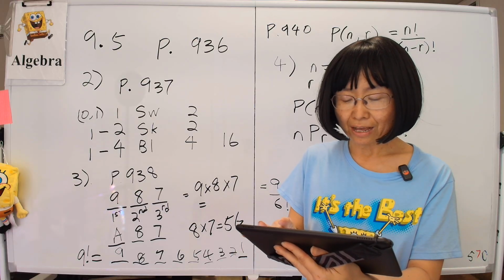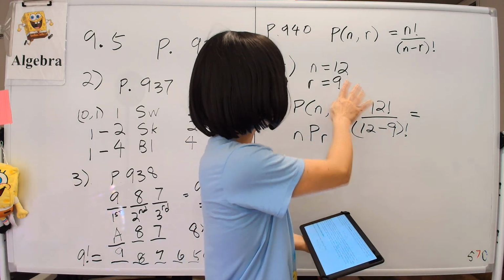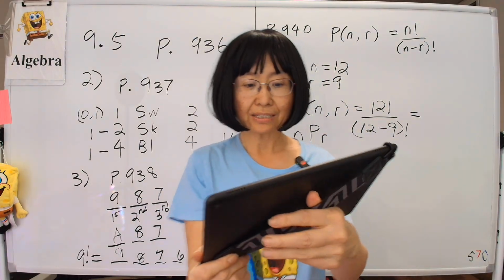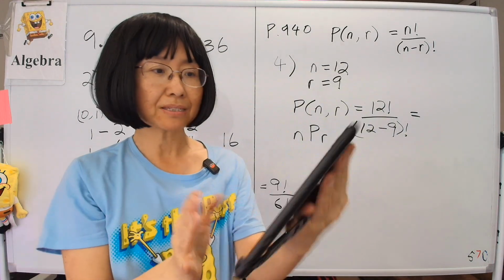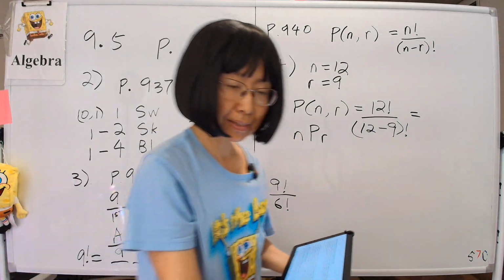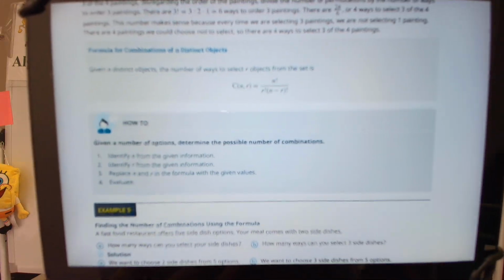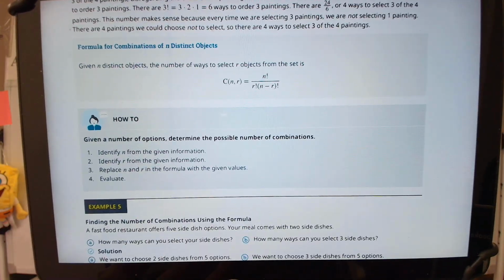And the combination has a slightly different formula. The combination is very similar to the permutation formula with the exception that there is another r factorial at the bottom, as we can see on the next page, page 941. Now on page 941, here's the other formula, which is also very important. Let's read this together.